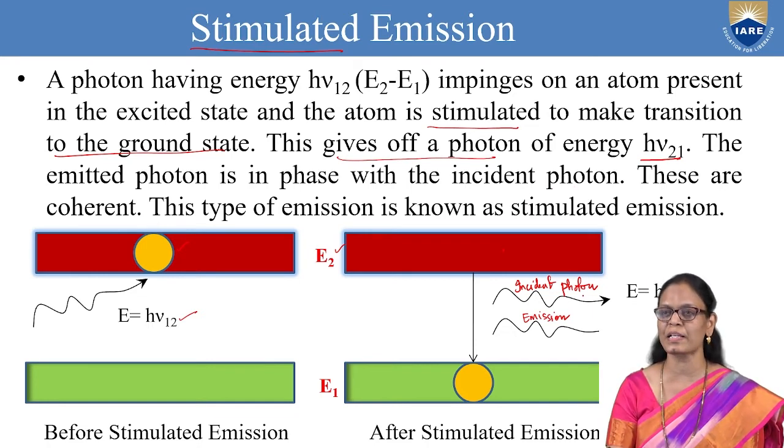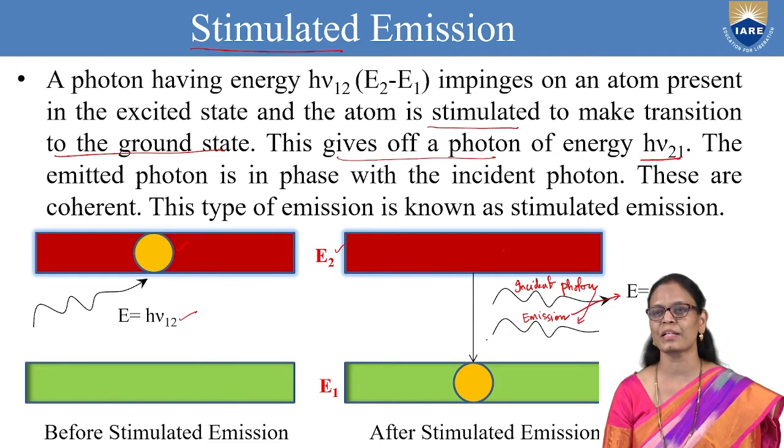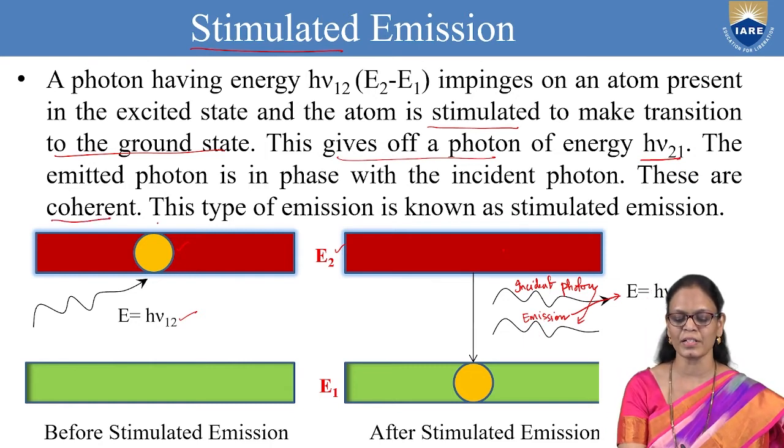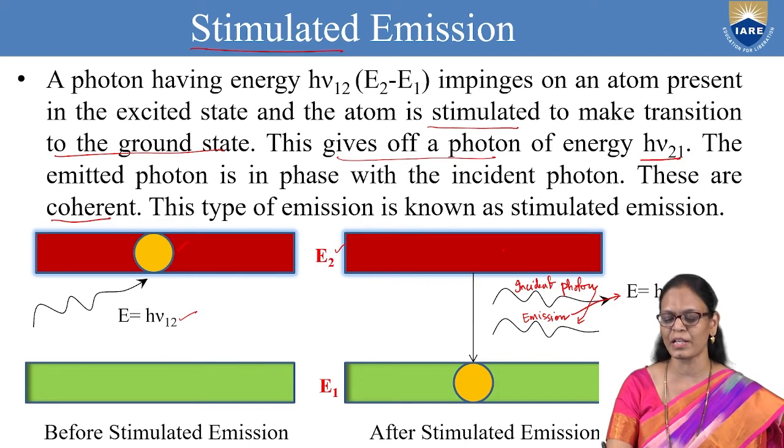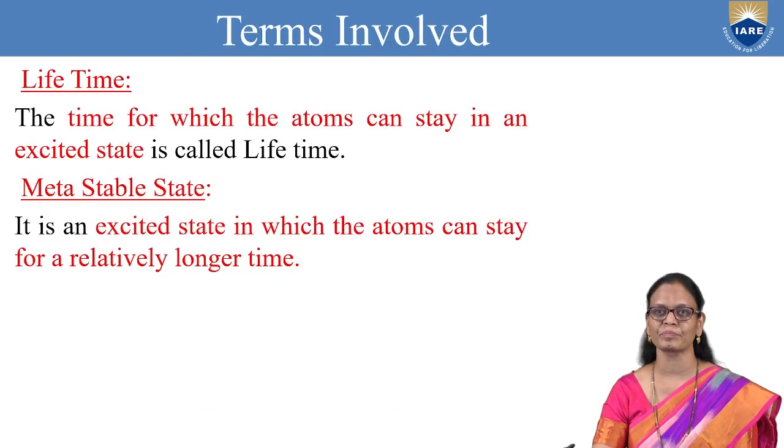If you are representing this as h nu 21, this may be the incident photon and this may be the emitted. But what we see here is that these two are coherent, and this type of emission is known as stimulated emission. We are calling it stimulated emission. Now, we will see the other terms that are involved.